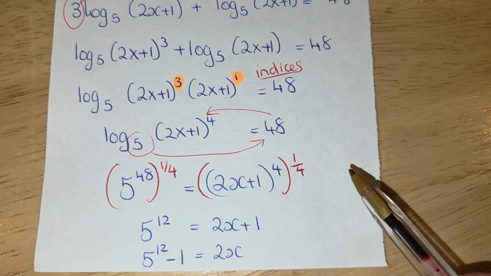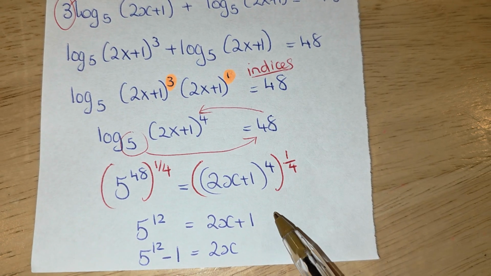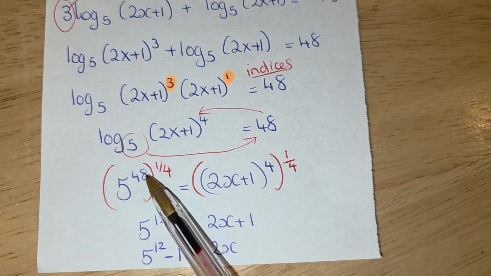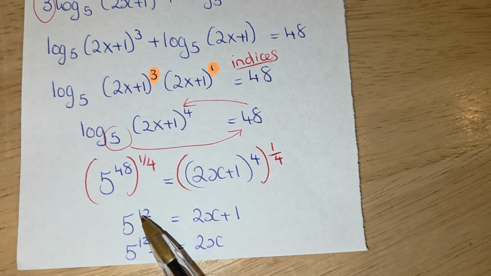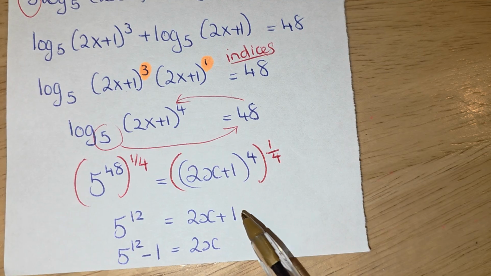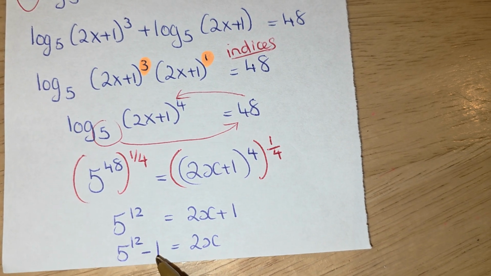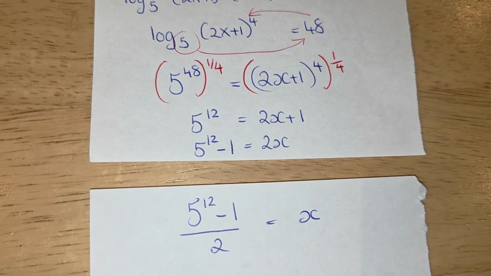Then you apply your rules of indices. A power to a power means you multiply. 4 multiplied by a quarter would be a power of 1. 48 multiplied by a quarter is 12. So you now have 5 to the power of 12, which is just a massive number. So I'll just leave it as that for a second. Equals 2x plus 1. Bring over the 1 and subtract it. And then you want to get x on its own, so you'll be dividing across by 2.